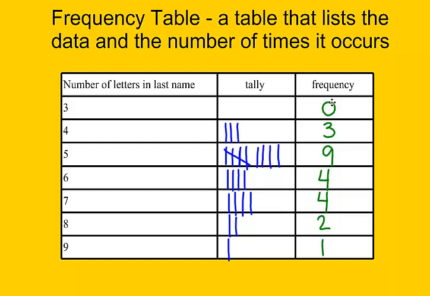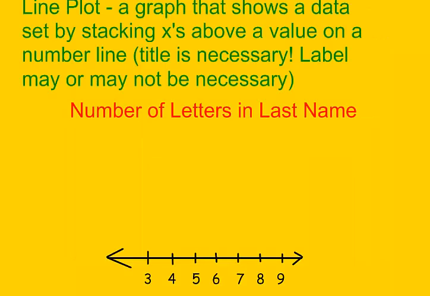We're going to take this data and turn it into a line plot. A line plot is a graph that shows a data set by stacking x's above a value on a number line. It's very important to have a title so we know what we're talking about, and sometimes you may need a label. Now in this case we don't need a label because we have it in our title, number of letters in last name. So looking at my frequency table, I had 0 at 3.